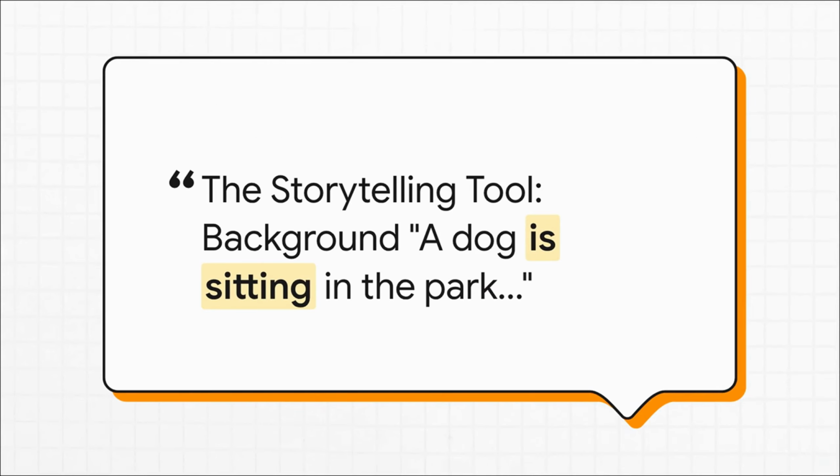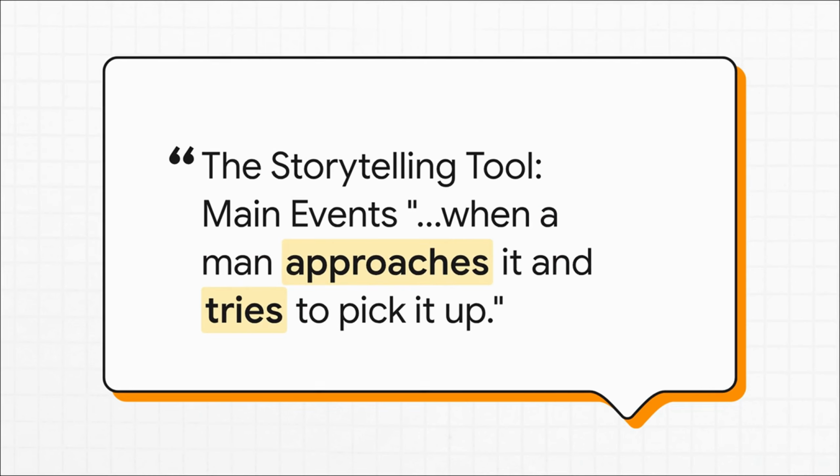And here's a pro tip for all you storytellers out there. The present continuous is an amazing tool for setting the scene. It describes the background situation that's already in progress when your story starts. You know, a dog is sitting in the park. That's our establishing shot. And then, bam! The main actions, the things that happen one after another, are told in the present simple. A man approaches, he tries. It's this contrast that creates a really dynamic story, separating the background from the action.